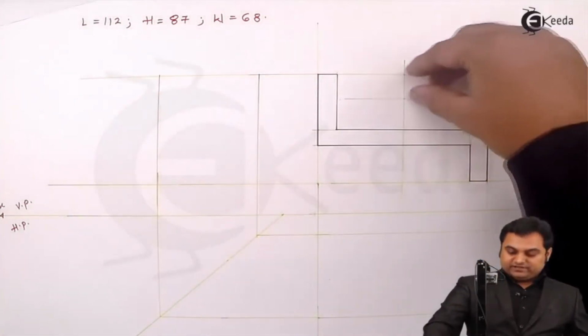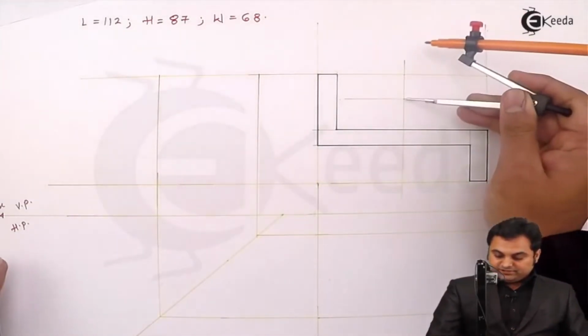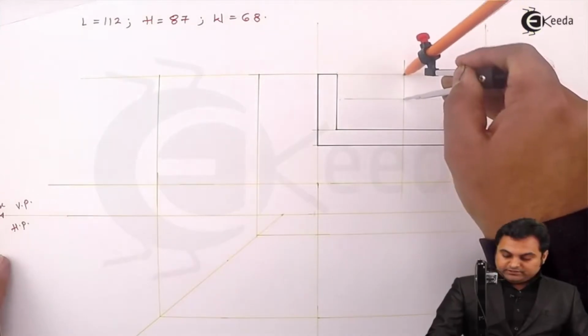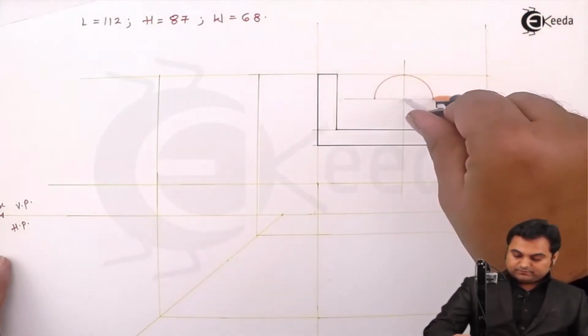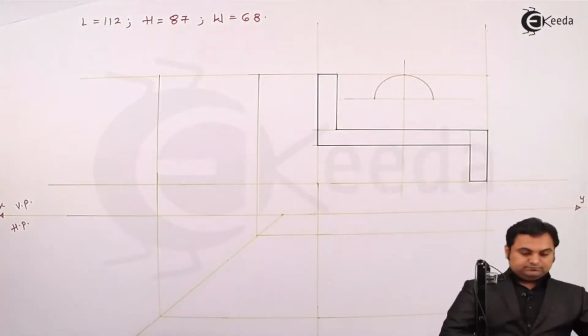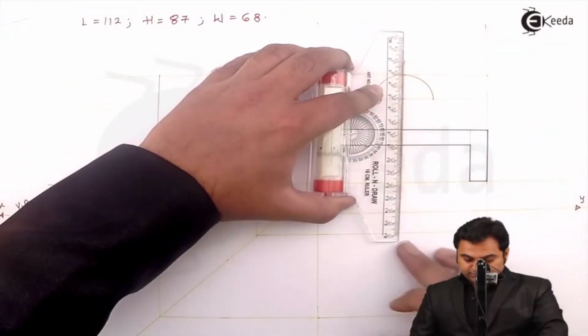This is 25 and the radius is 20. So taking that radius from the center here, I am drawing a light arc, a light semicircle, and then projecting it with the help of a light vertical line downwards.